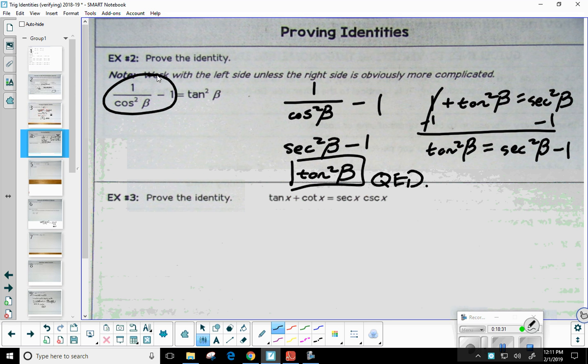QED. And see, that's the thing. Some of these are very short, very, very quick. Some of them might take a few extra steps. It really just depends on what method you choose.